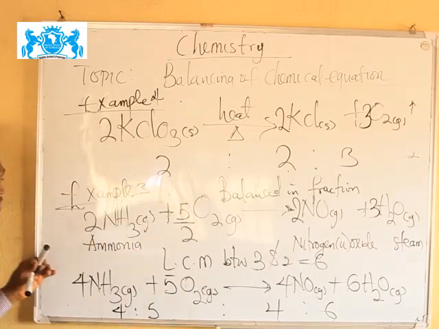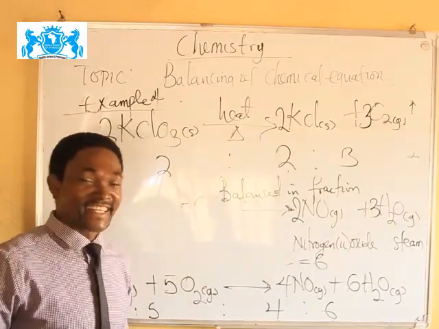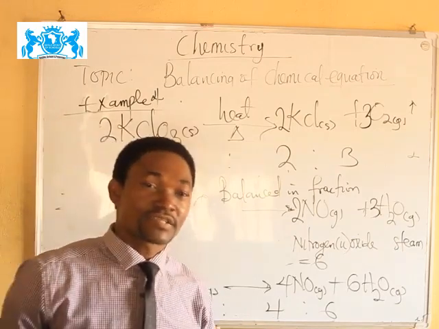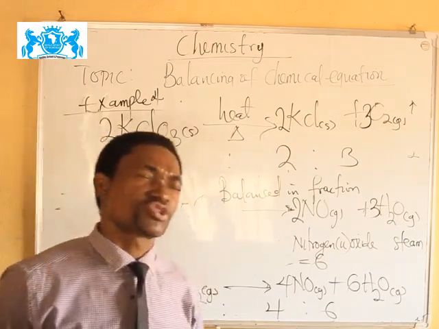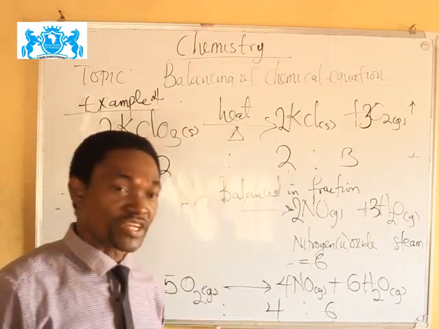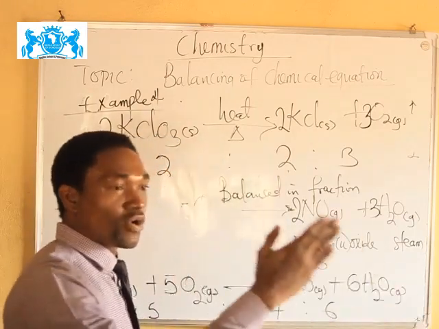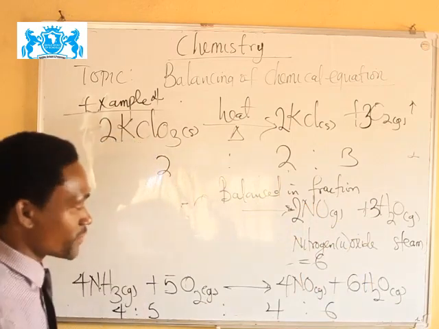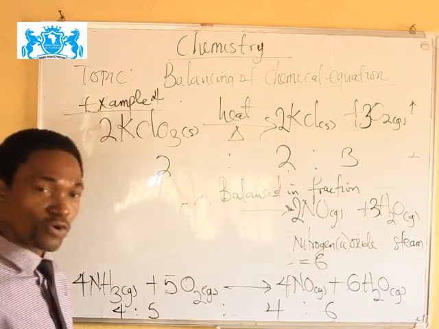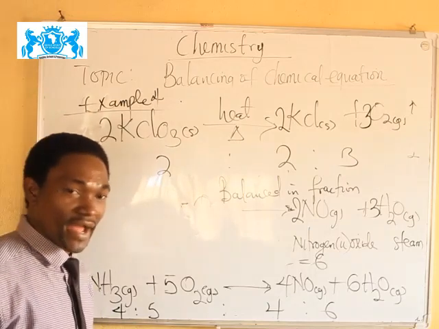My dear audience, by now I know you are already very excited about balancing chemical equations. Sometimes it seems like balancing an equation will be very difficult. But if you follow the simple rules, ensure that the total number of atoms of each element on the product side tallies with the total number on the reactant side. Very simple analysis. If you follow it judiciously, you will get the required answer.